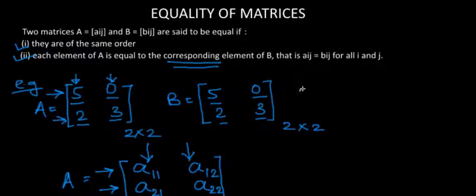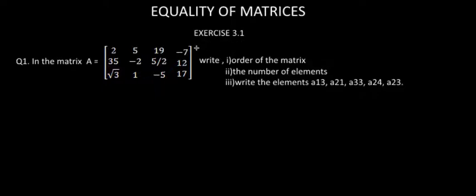Let's get started with the exercise, the first exercise of this chapter. So from exercise 3.1, this is question number 1. In the matrix A, so this is the matrix A that is given to us, they're asking us to write the order of the matrix, the number of elements, and the third one is write the elements a13, a21, a33, a24 and a23. So we'll approach this sum one by one.